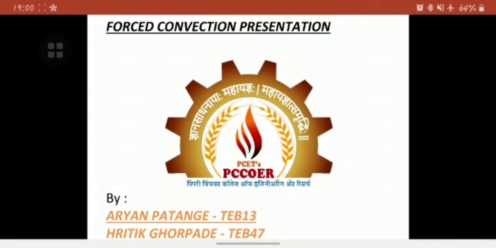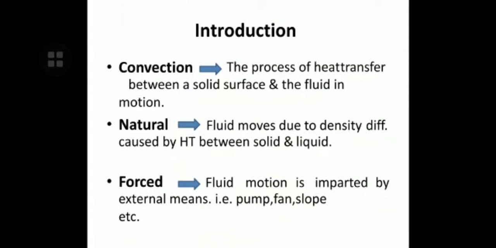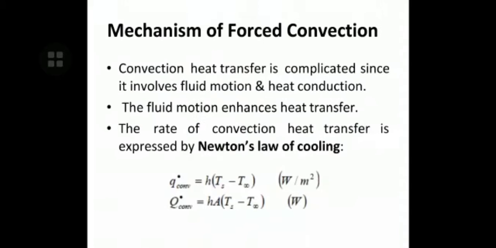So let's start. As we know, convection is a type of heat transfer between a solid surface and a fluid in motion. There are two types of it, natural and forced. Natural is the one that takes place due to density difference, whereas forced is the one that takes place due to external means like a fan, pump, etc. So let's deeply understand it.